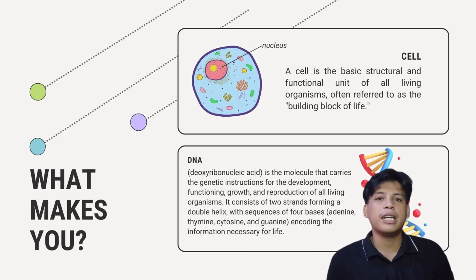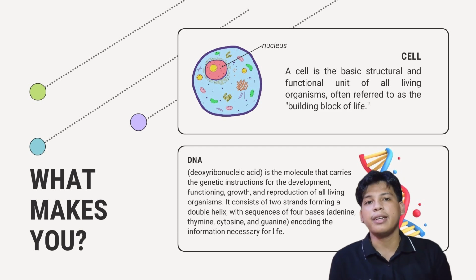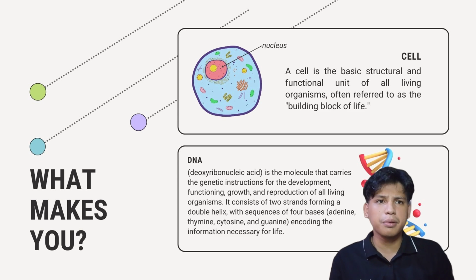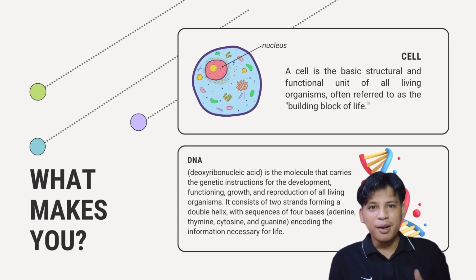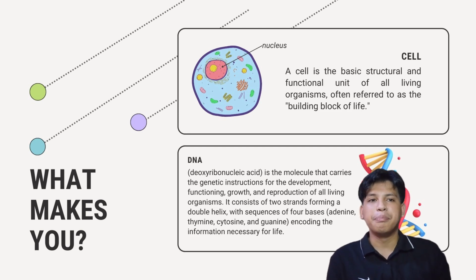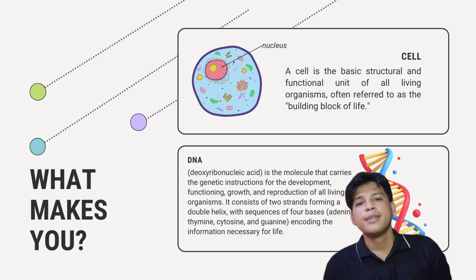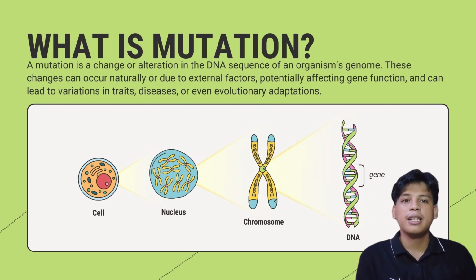These letters, arranged in various sequences, form the instructions for building every part of your body. It's like a recipe or a code that tells your cells what proteins to make. And proteins are the molecules that do most of the work in your body, like building tissues and carrying out chemical reactions. So, when cells divide to grow or repair damage, they need to make a copy of their DNA.